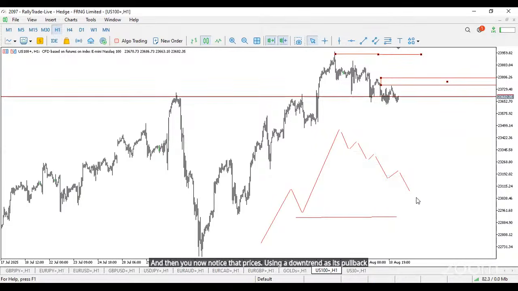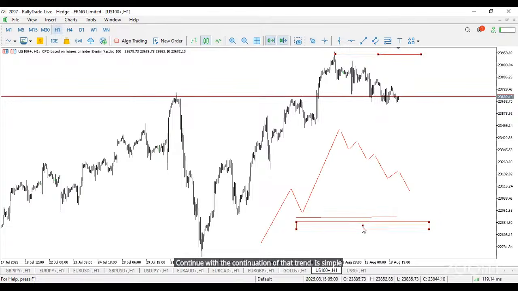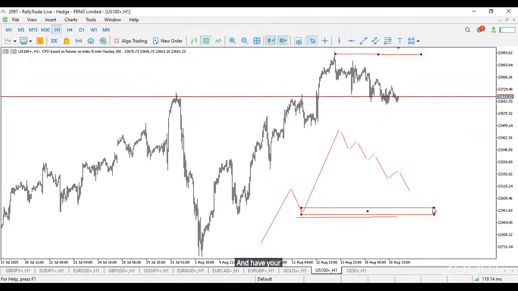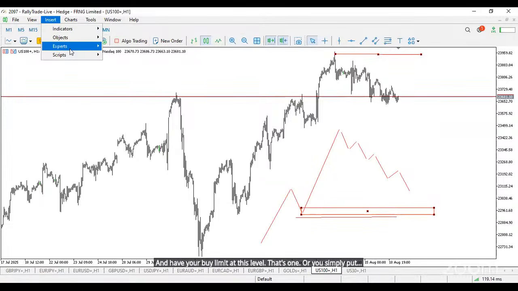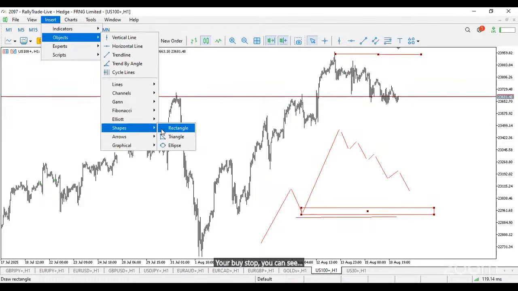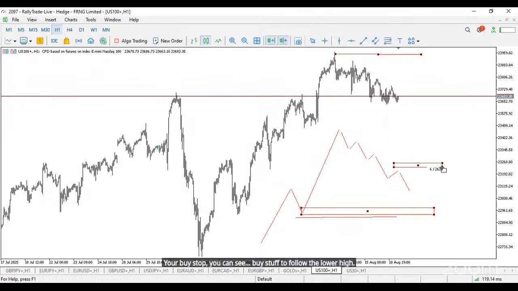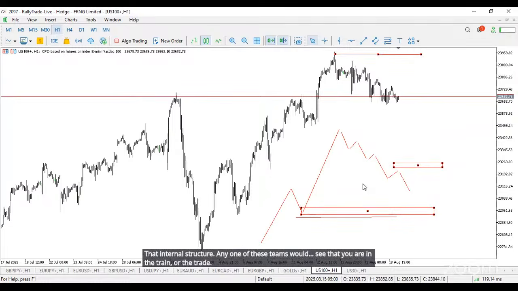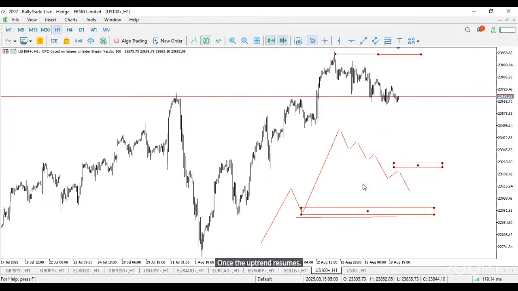In order to catch the continuation of that trend is simple. You either have your buy limit at this level, that's one, or you simply put your buy stop to follow the lower high of that internal structure. Either one of these two would guarantee that you are in the trade once the uptrend resumes. Because if price hasn't gone below this previous higher low, the trend hasn't changed. The trend is still in motion as an uptrend.